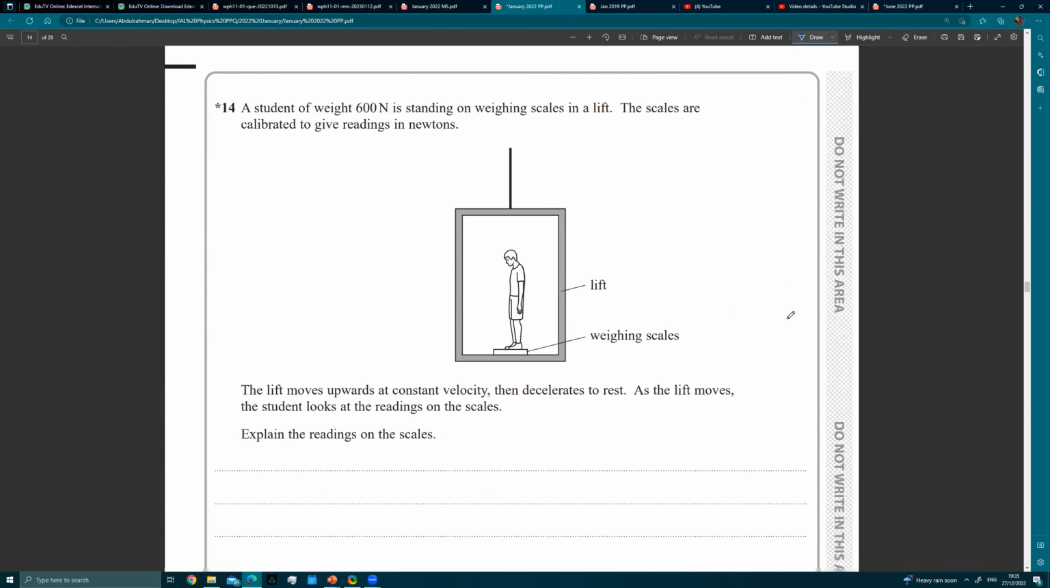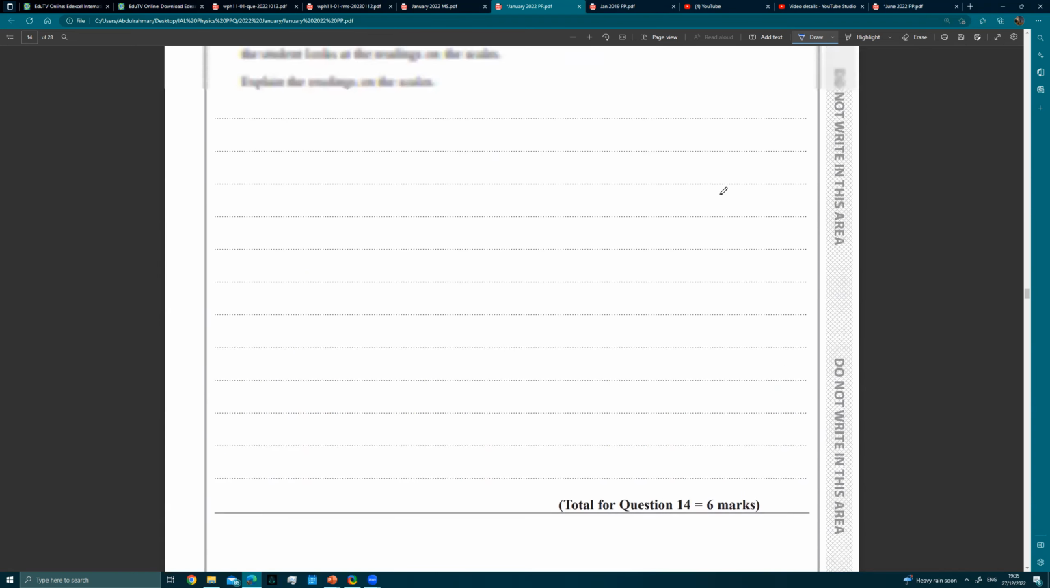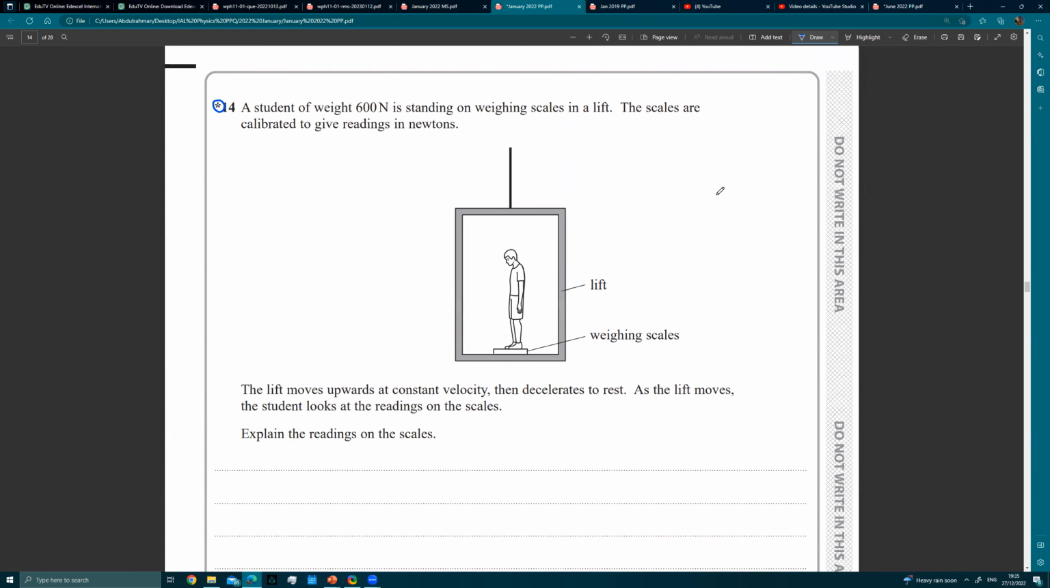Okay. Oh my God, another lift. A student of weight 600 newtons is standing on weighing scales in a lift. The scales are calibrated to give readings in newtons. By the way, I can see a star here. It's a 6-mark question, and we want some nice, clear answers. Let's see who can get 6 out of 6. I'll be really impressed. I'll take multiple answers for this.